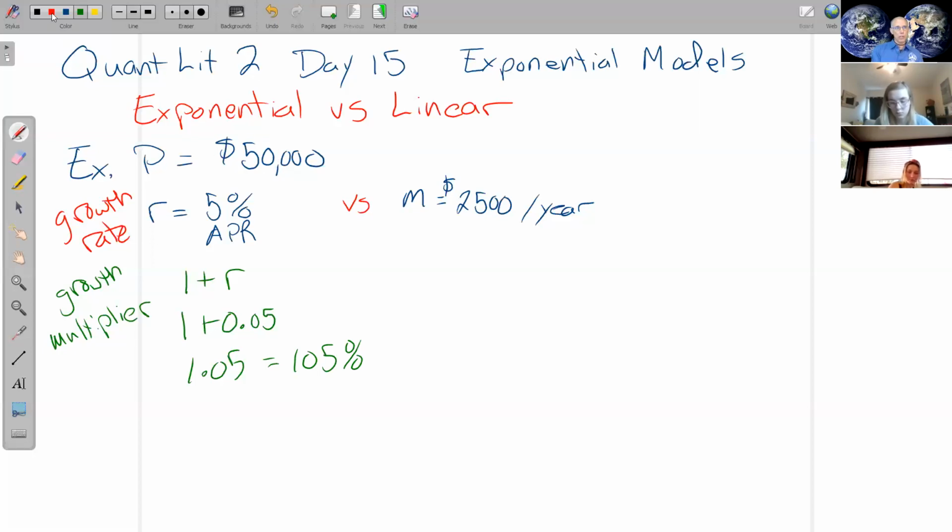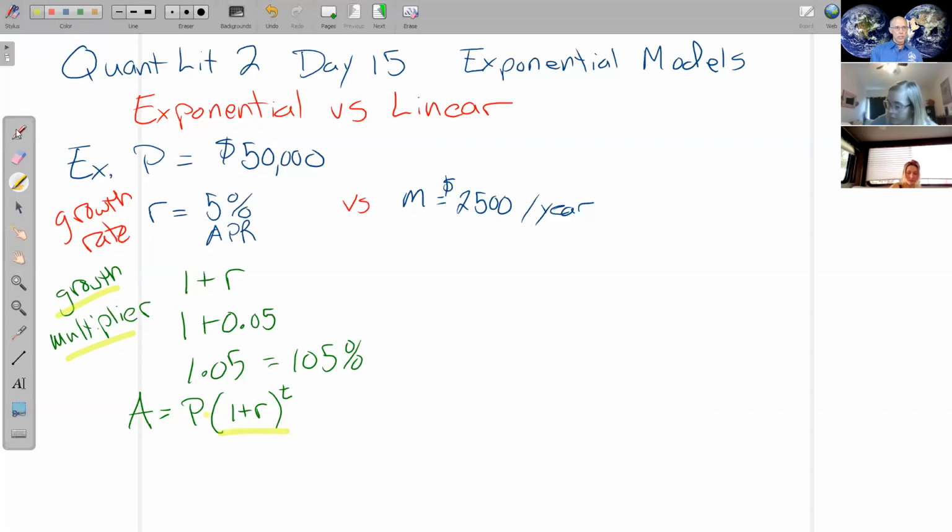So we have our formula, recall, that says the future amount is equal to P, parentheses, 1 plus R if it's annual compounding, to the power T, where T is the years. And again, what I'm saying here is that this parentheses 1 plus R is what I refer to as a growth multiplier because we simply multiply it to get the future amount.